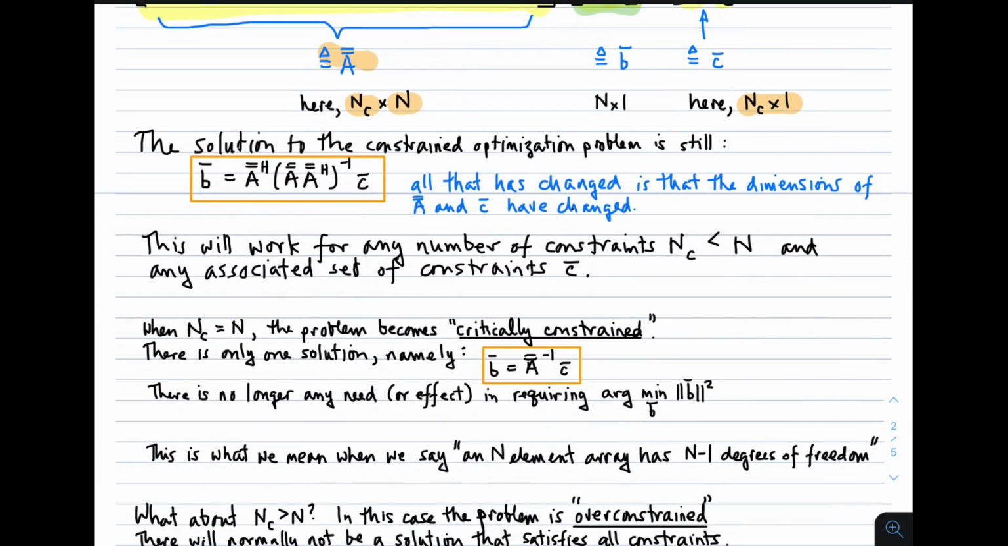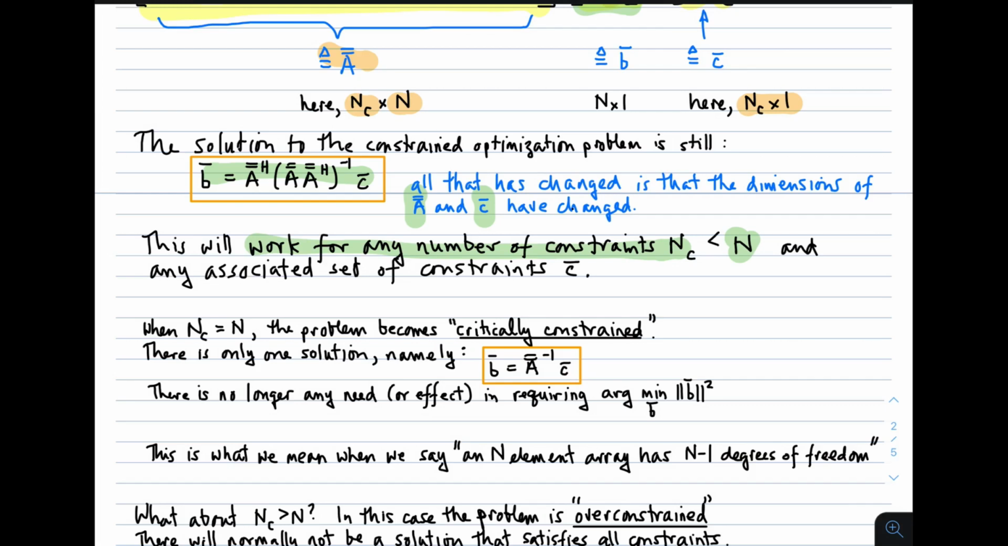So the solution to this constrained optimization problem is still the expression I just gave you. All that's changed is the dimensions of A. It went from being a vector to a matrix, and C, which went from being a scalar to being a vector. The solution is exactly the same. And in fact, this will work for any number of constraints, n sub c, which is less than n.